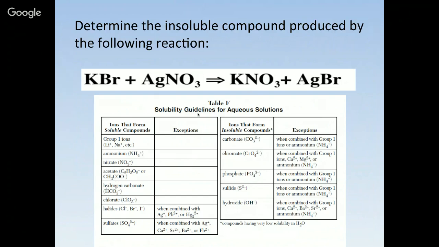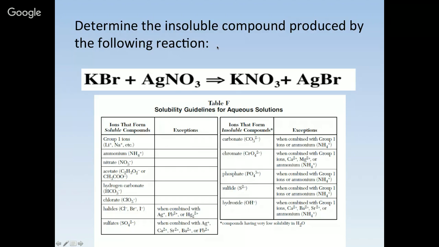Okay, so now looking at this table, just a really quick overview on how to use table F. You have to be really careful reading it. In this column, you're going to have soluble compounds, making the exceptions insoluble. However, on the other side, these are all listed insoluble compounds. So if these ions or polyatomic ions are in the compound, then it's going to be insoluble unless they're combined with something in the exception. So on this side, the exceptions are soluble. On this side, the exceptions are insoluble.